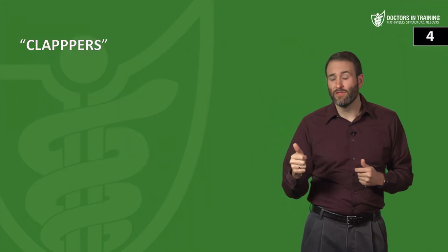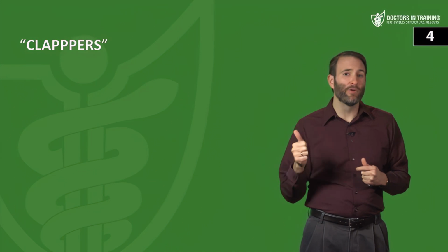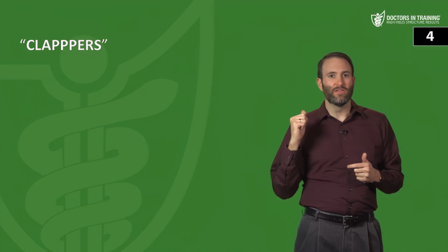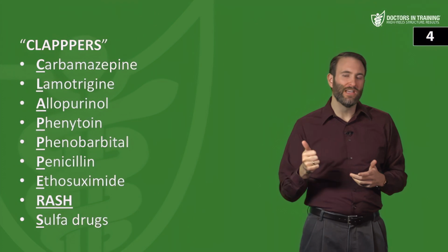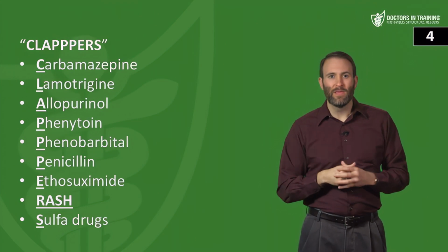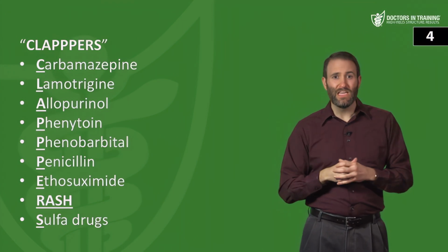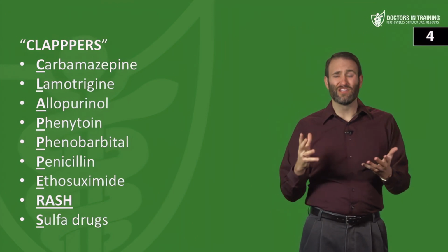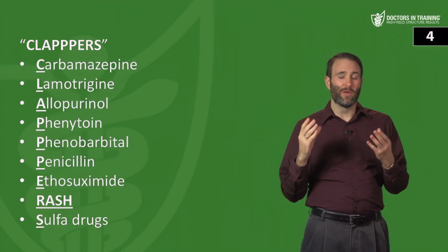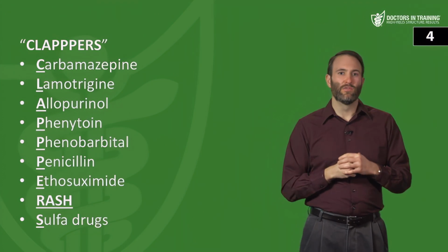There's another mnemonic that you can use to help you with this one, CLAPPERS, and that's with 3 Ps. So the C is carbamazepine, L lamotrigine, A is for allopurinol, P for phenytoin, P for phenobarbital, P for penicillin, and then E for ethosuximide. The R actually doesn't have a drug. It's just to remind you of rash. And then S is for sulfa drugs.